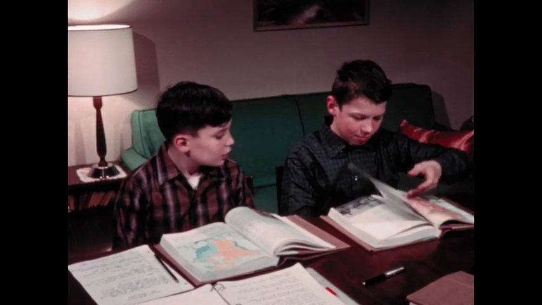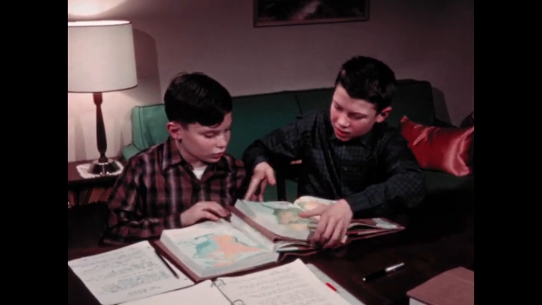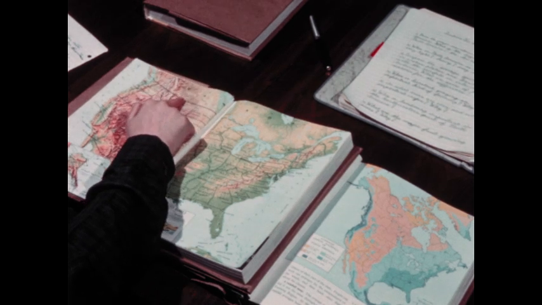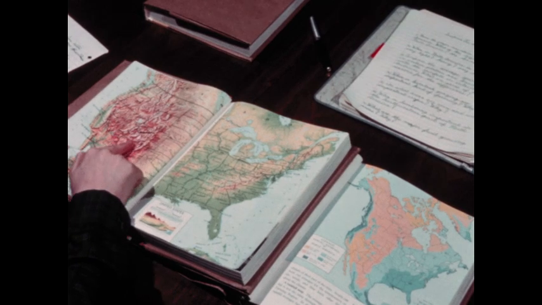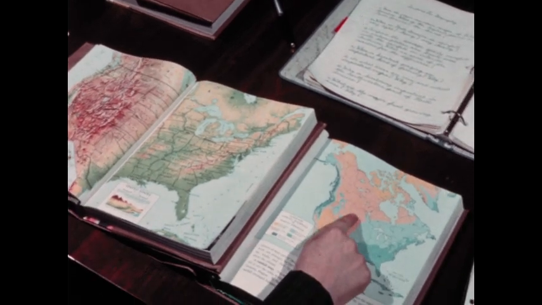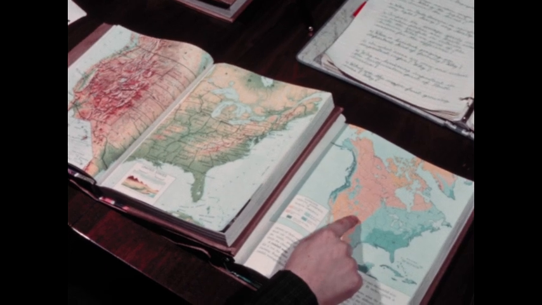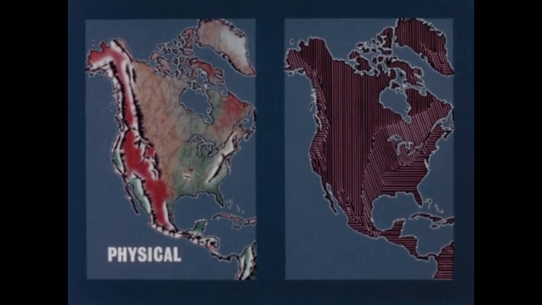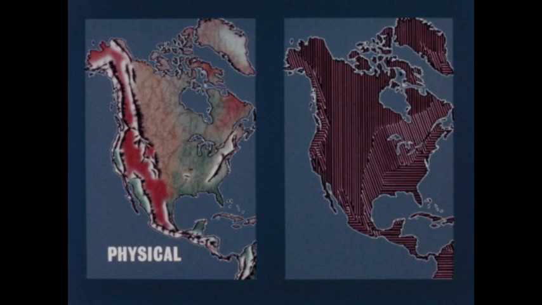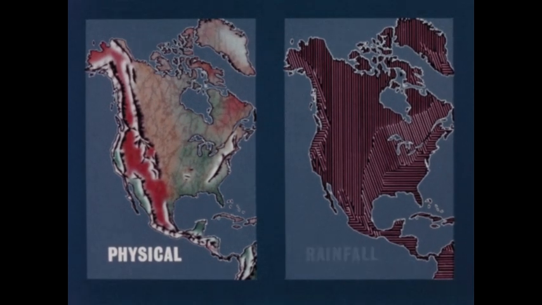Knowing how to read maps and how to use different maps together can provide you with information that might not be found in dozens of pages of written text. These two maps of North America are similar to those the boys are using, only they are of the same projection and are drawn to the same scale. One map is a physical map showing elevation. The other map shows average annual rainfall.